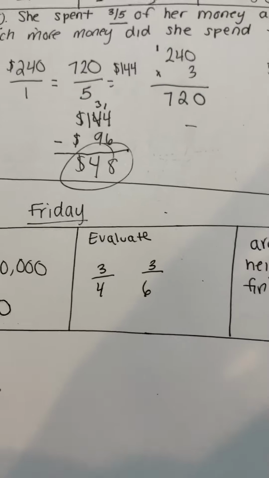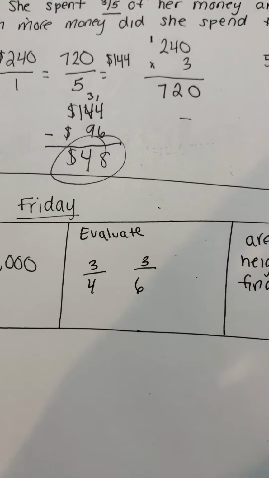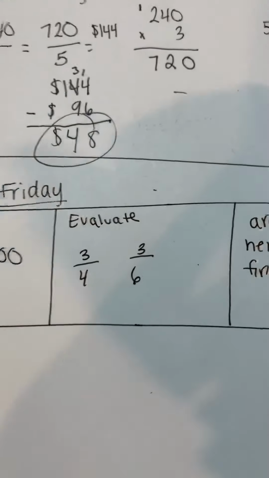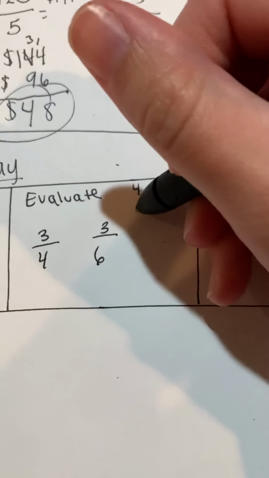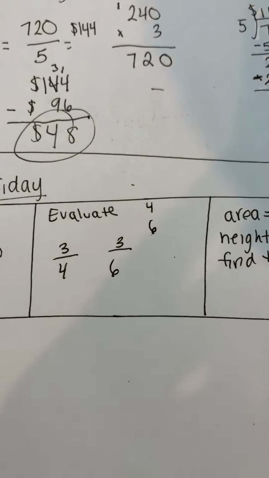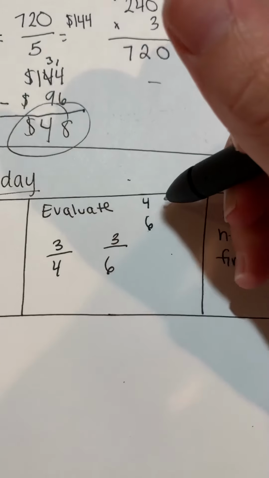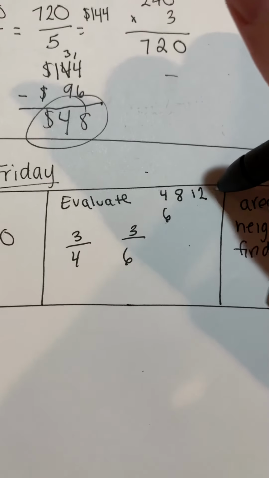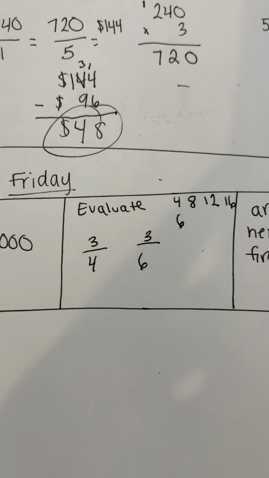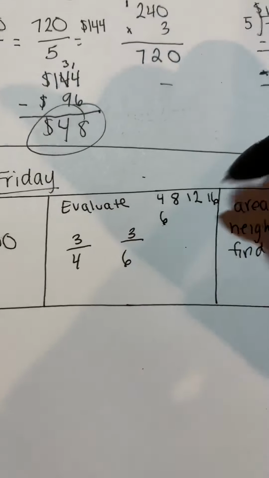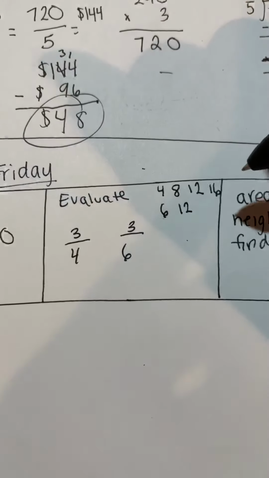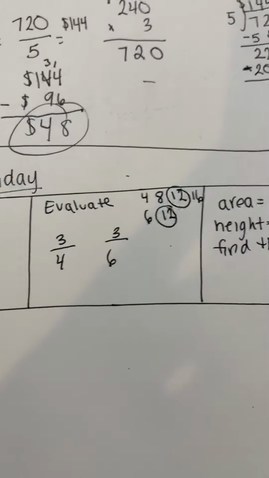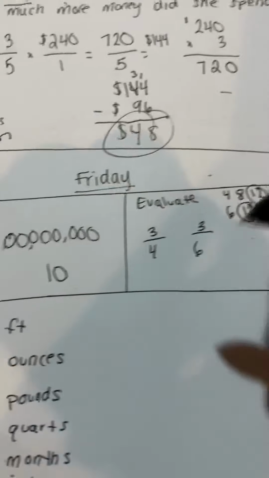Evaluate. We have 3/4 and 3/6. We need to compare them, but we have two different denominators. We need to find a common one. We have 4 and 6, so let's go through our facts. 4, 8, 12, 16. Now let's go through our 6 facts. 6, 12. Oh, I already see one that's on the top and bottom is 12. Our common denominator is 12 in this problem.